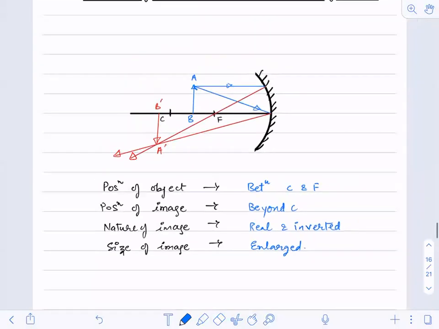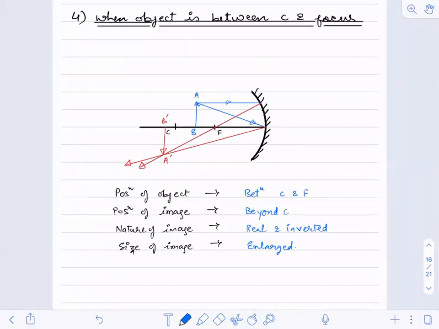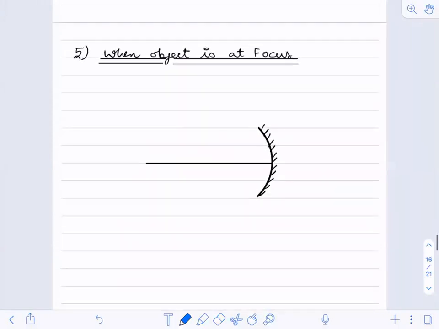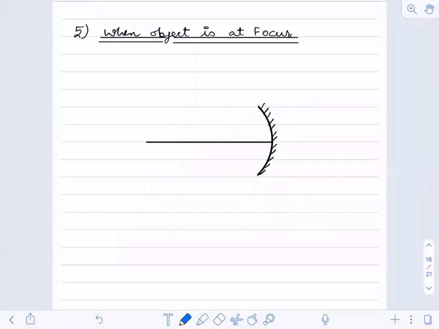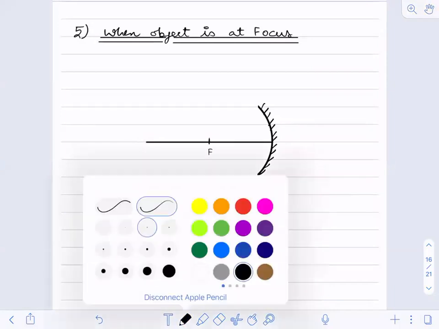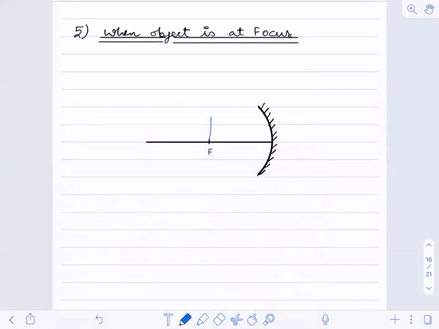So is it clear now? When the object is between the center of curvature and focus, what will be the ray diagram and where will the image be formed? Is it clear to everyone? Okay. So the next point is when the object is kept at focus. Let us assume our focus is somewhere here. That's my focus point.